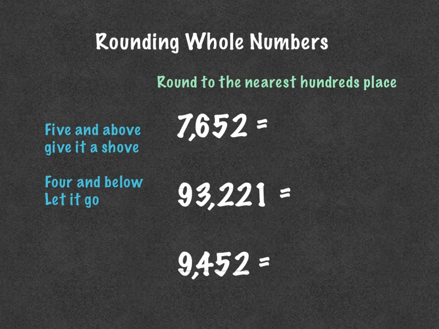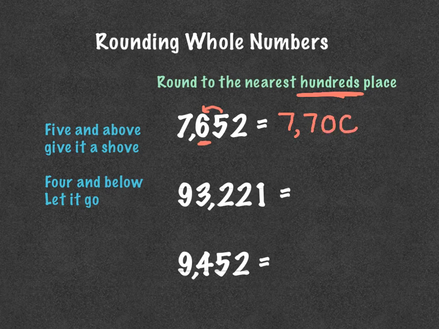Okay, we've been rounding a lot to the thousands place. I thought it was time we check out the hundreds place. For this one, we're going to round to the hundreds place. Here's our hundreds place. So our 6 is our hundreds place. Our 5 is our bossy number. 5 is 5 and above, give it a shove. So the 7 will stay the same, the 6 is bossed or bumped up to a 7, and then everything else is rounded.